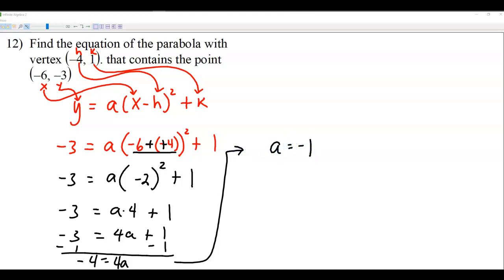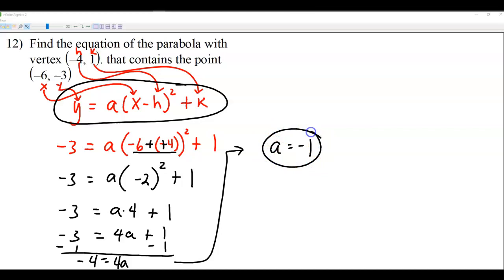Then we're going to return to our equation here. And this time I'm going to plug the a in for the a, and then I'm going to plug the h and k in. But I won't do anything with the x and y. And that's going to give me my final answer there.